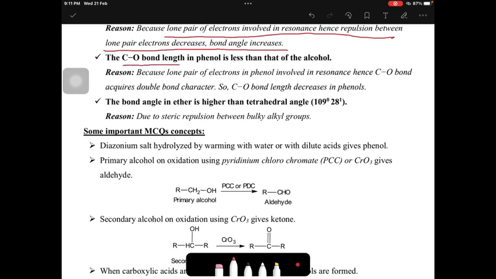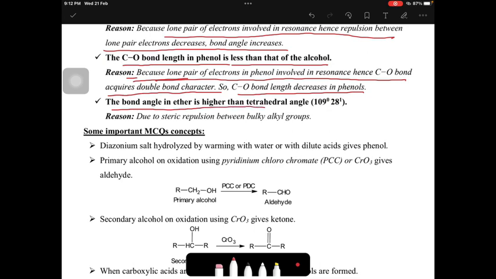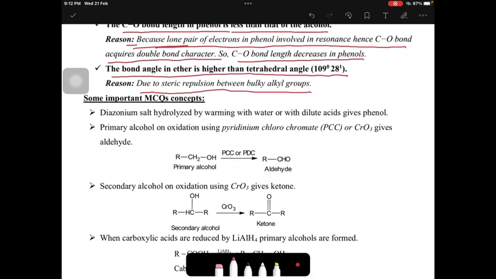The C-O bond length in phenol is less than that of alcohol. Reason: because the lone pair of electrons in phenol is involved in resonance, hence the C-O bond acquires double bond character, so the C-O bond length decreases in phenol. The bond angle in ether is higher than the tetrahedral angle 109.28 degrees due to steric repulsion between bulky alkyl groups.